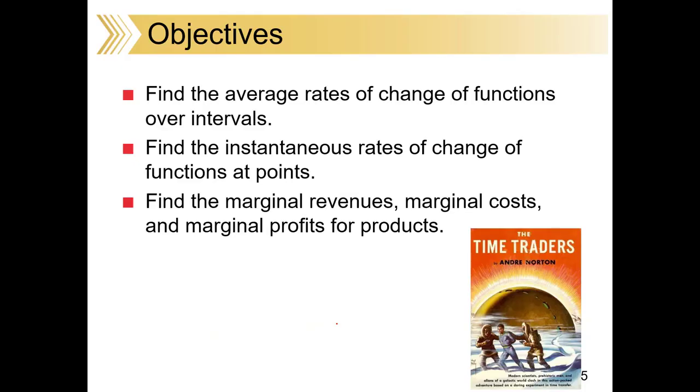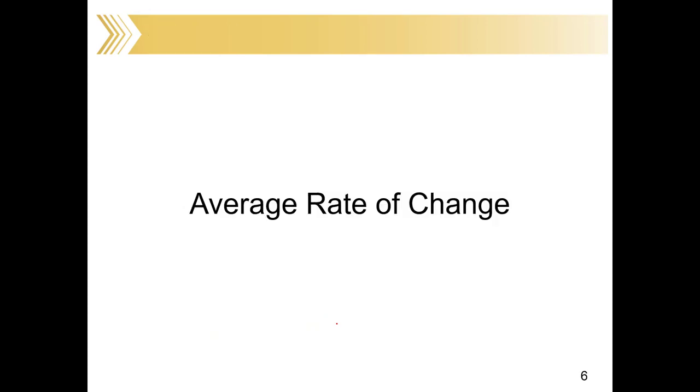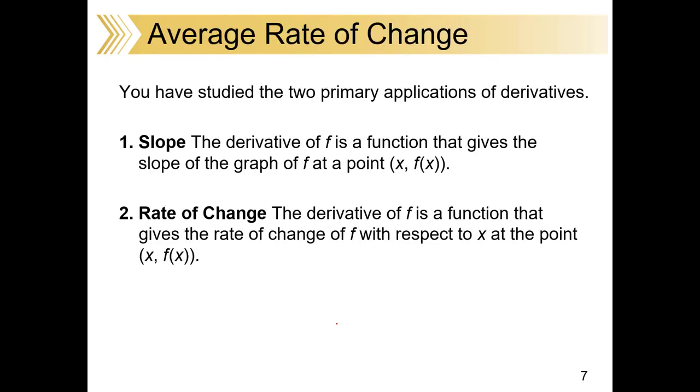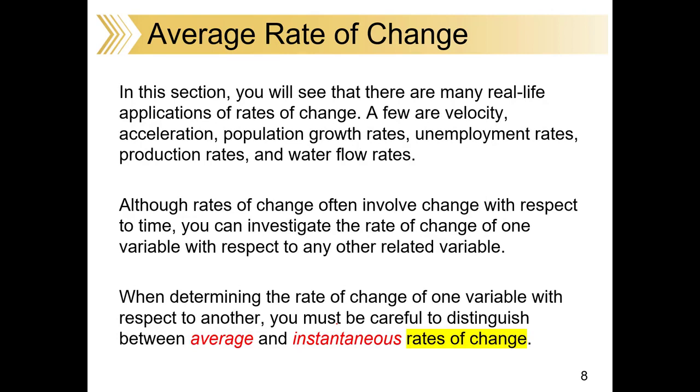So these are some of the things we're going to talk about. And here we go. Average rate of change. Remember, this is over a certain amount of time or something similar to that. That's an easy way to remember it. Distance over time. They're both intervals. So we've looked at two applications of intervals, slope and rate of change. The slope and rate of change you've both worked with before. A little bit different in calculus, but not too different.